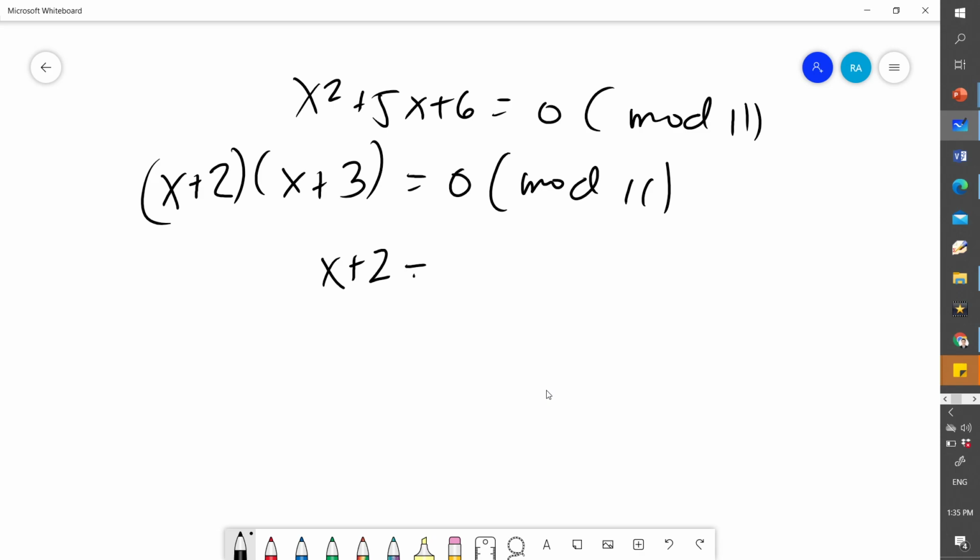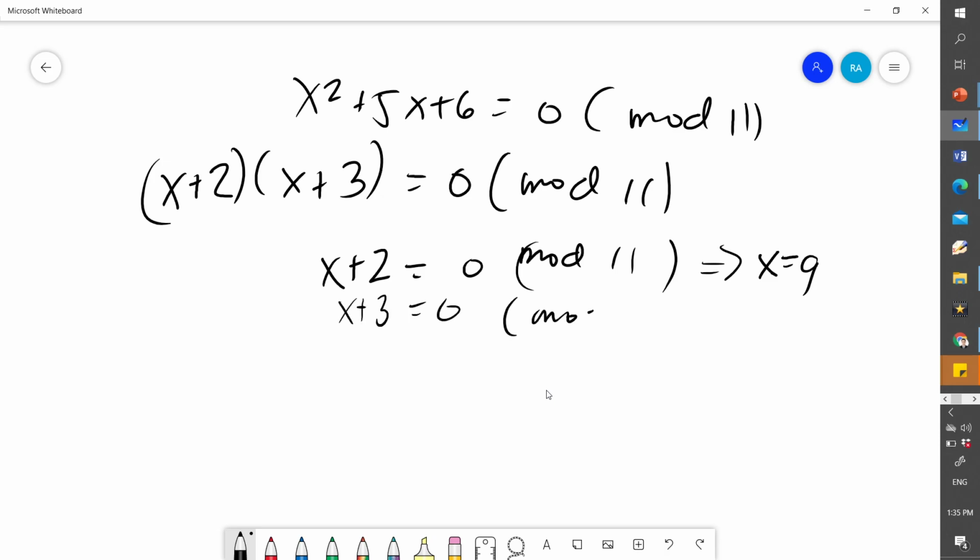Again, so we have the value of, what should be the value of x here? That we could have mod 11. So we could have here the value as 9. Then x plus 3 is equal to 0 mod 11. So what should be the value of x here? 8. So it will give us x is equal to 9 and x is equal to 8.